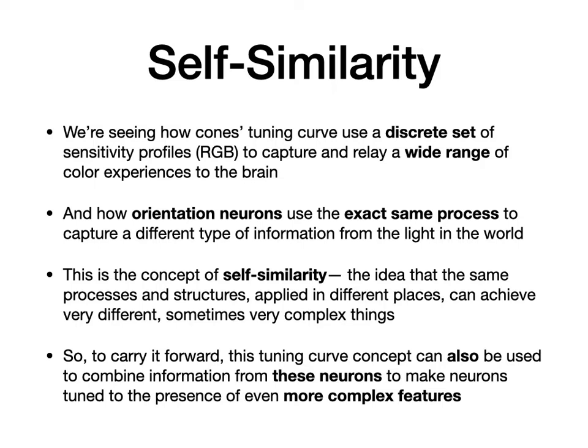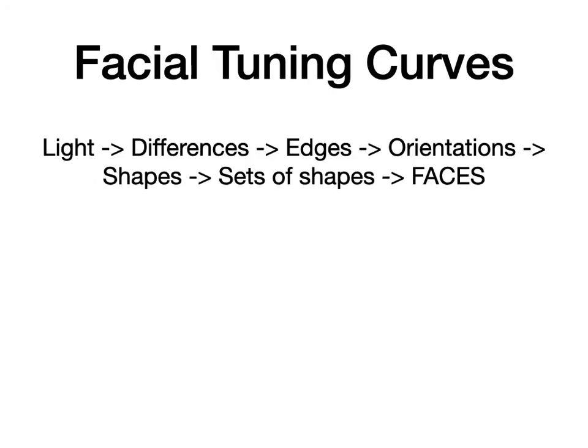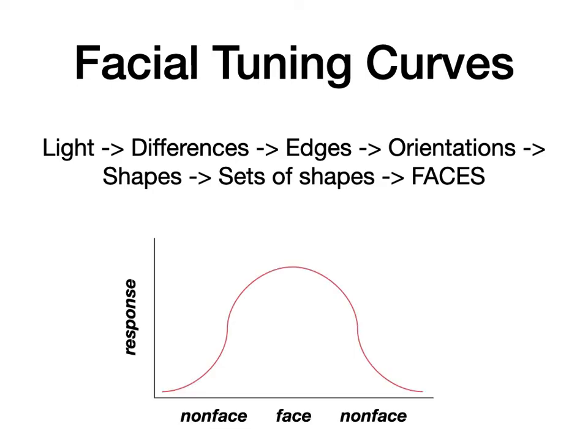So I may have neurons that are sensitive to particular orientations of edges in the world, but I can also have neurons that are sensitive and tuned to particular combinations of orientations, right? So there are such things as facial tuning curves. Light becomes differences, becomes edges, becomes orientations, becomes shapes, sets of shapes, and finally faces. So we have the response from non-face to face.